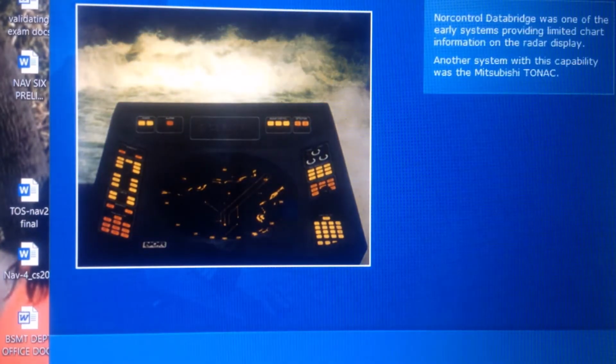The Norcontrol Databridge was one of the early systems, providing limited chart information on the radar display. Another system with this capability was the Mitsubishi Tonac.